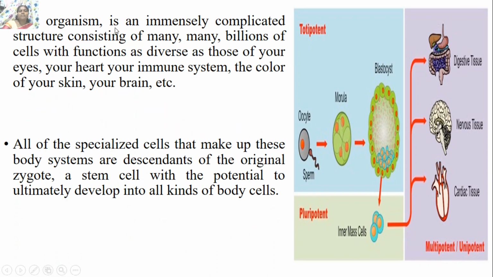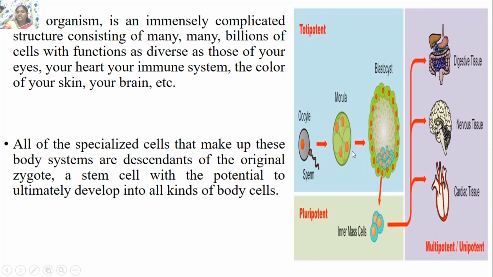The organism is an immensely complicated structure consisting of many billions of cells with functions as diverse as those of your eyes and your heart and your immune system, the color of your skin, the brain, etc. This is also decided by the genes. All the specialized cells that make up these body systems are descendants of the original zygote, that is, mainly the genes carried by the sperm and the egg. The stem cell has the potential to ultimately develop into all different kinds of body cells.